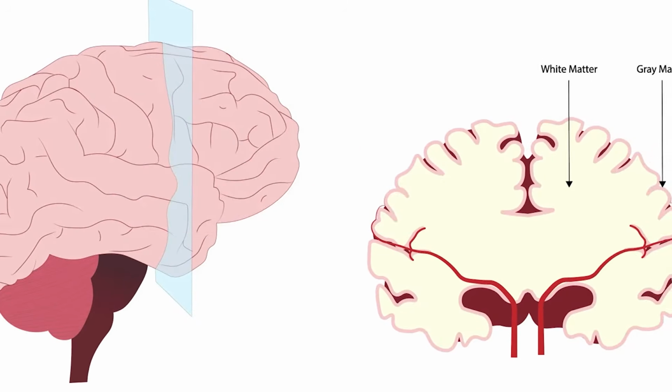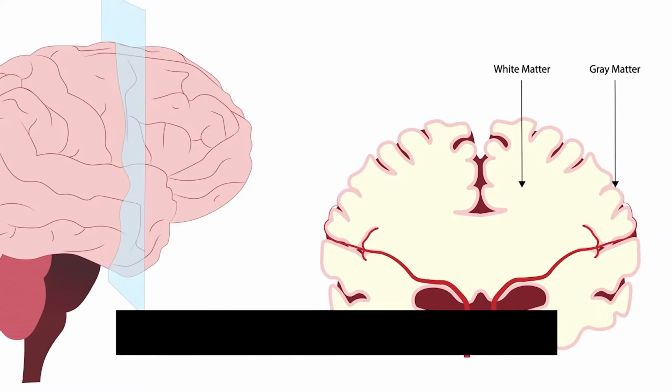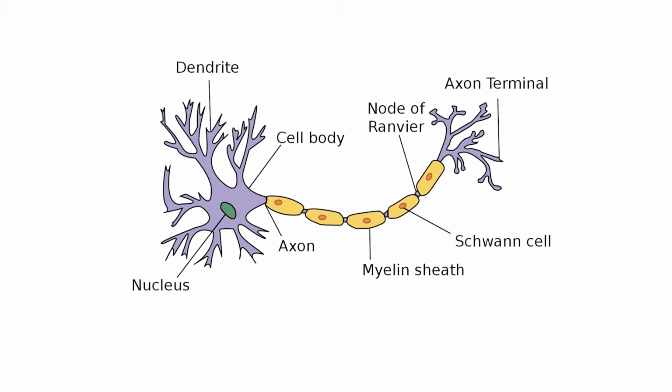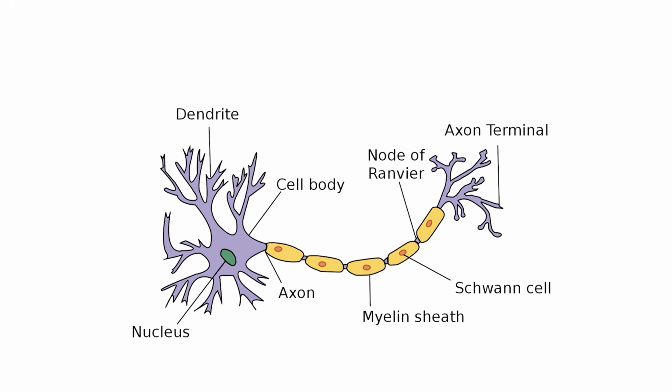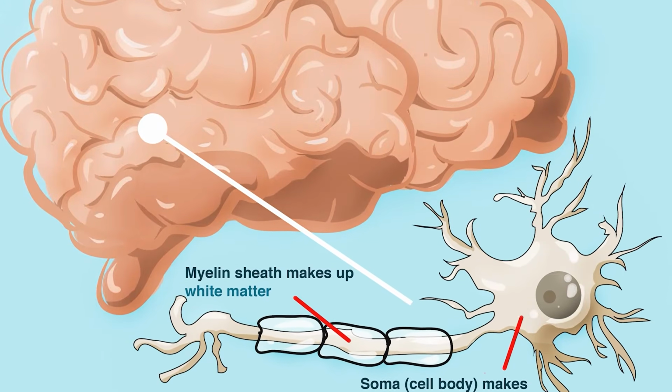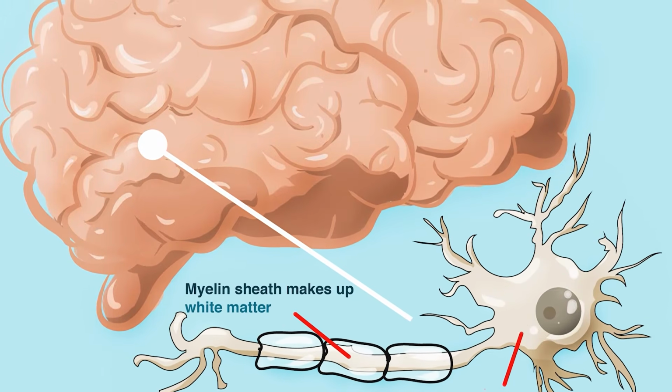Located beneath the cerebral cortex, white matter is made up of myelinated or insulated axons, which are nerve fibers that connect different parts of the brain to each other. The myelin gives this region its white appearance and helps accelerate the transmission of signals between neurons.